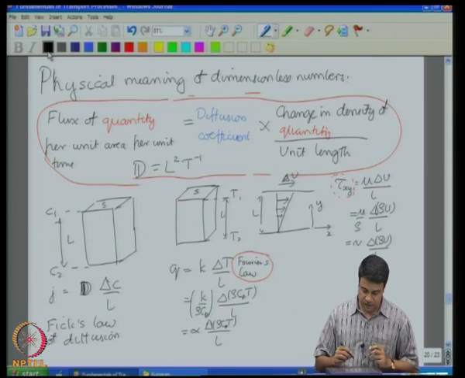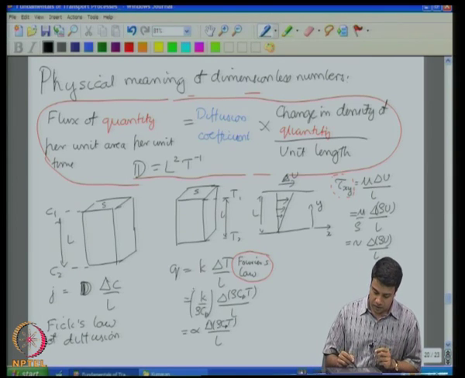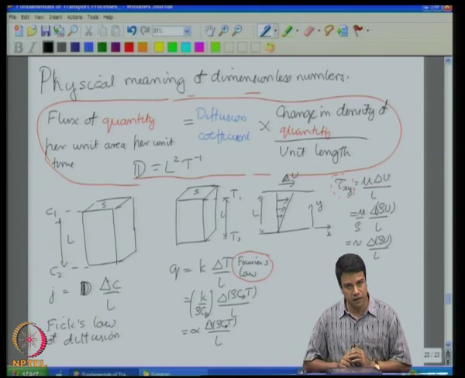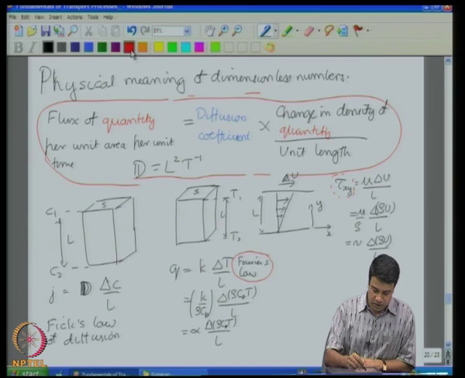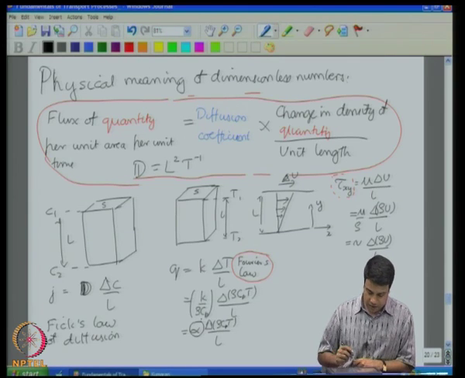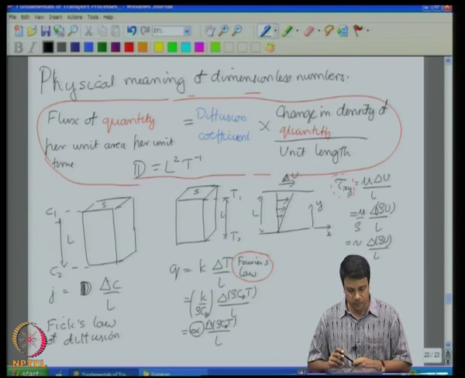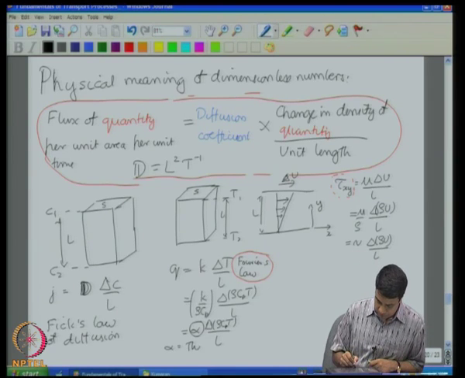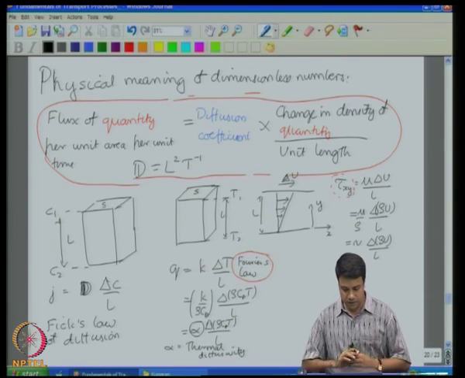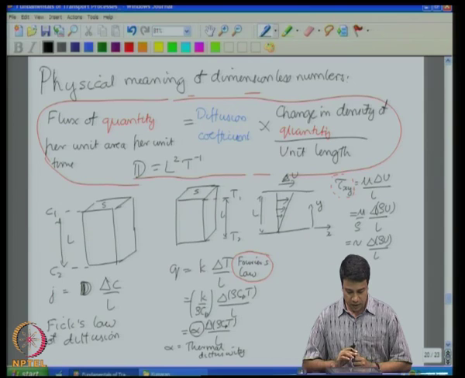And obviously, if I write it in this form, the coefficient that appears in front is k divided by rho Cp. So, I get this thermal diffusion coefficient alpha times the change in that quantity per unit length. So, alpha is the thermal diffusivity. And this diffusion coefficient as well contains the dimensions of length square per unit time.